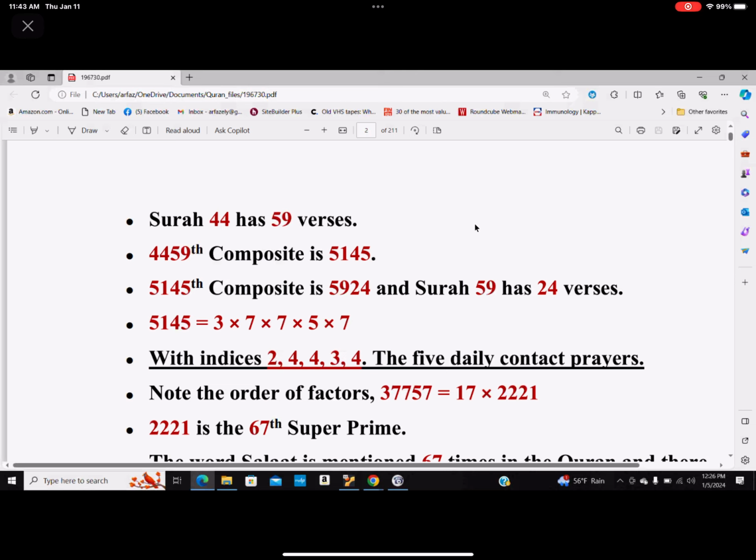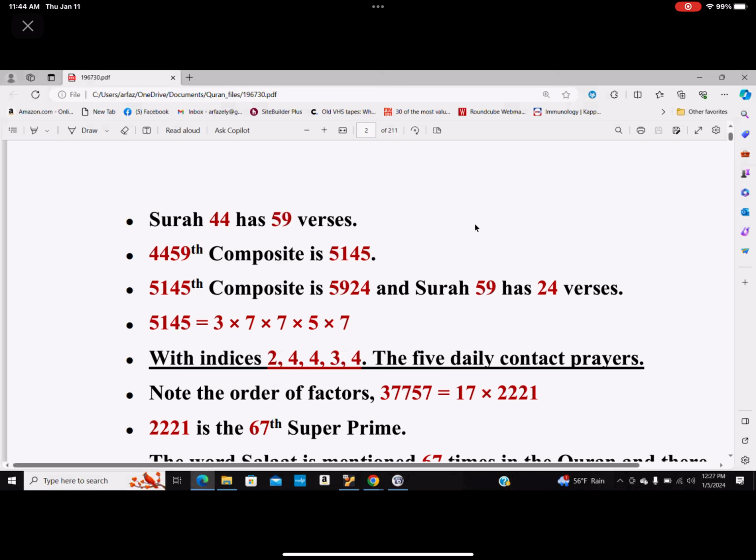mathematical things that I'm not going to talk about now, but we've talked about it before. It's actually 3 times 7 times 7 times 5 times 7, with the indices of 2, 4, 4, 3, 4. These are the 5 daily contact prayers, and that's why I keep emphasizing the contact prayers. Okay? We know a lot more now, and we have to pay attention to this. So why did he write it 3 times 7 times 7 times 5 times 7? Why did he write 3 times 5 times 7 times 7 times 7?